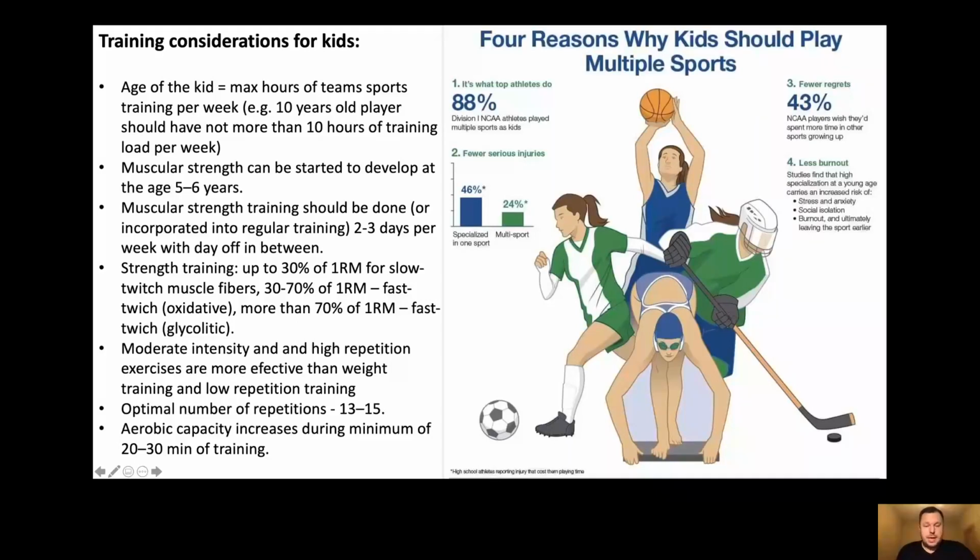And don't forget that if you want to improve your aerobic capacity, you should have a minimum of 20 to 30 minutes of aerobic training. So the training session for improving cardiovascular endurance should be more than 30 minutes actually. If it is less, it's not training our aerobic capacity.